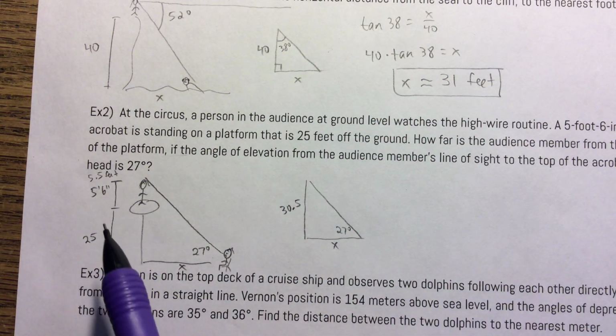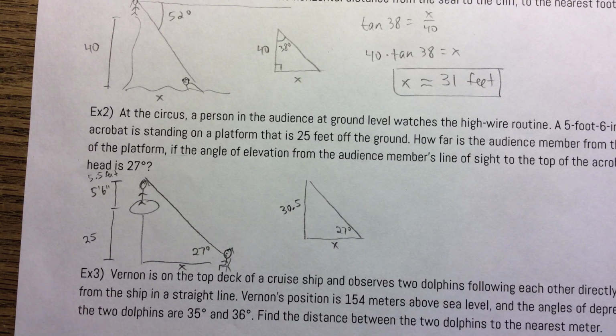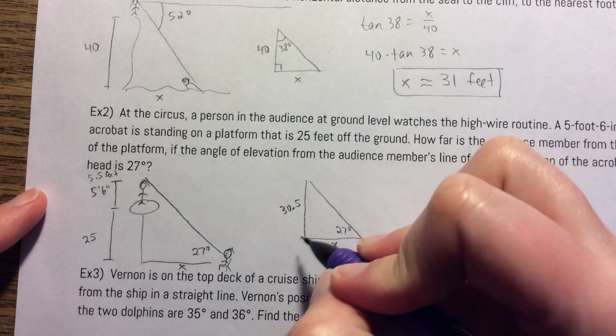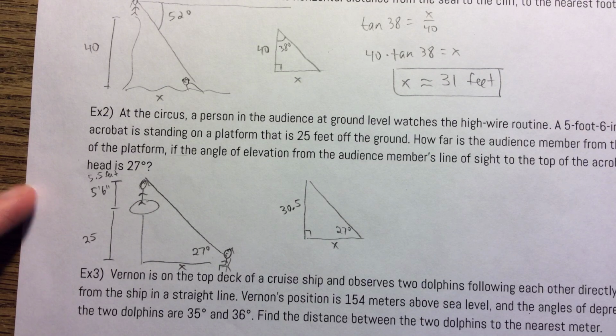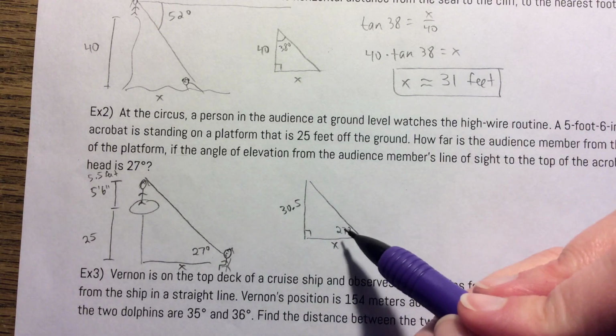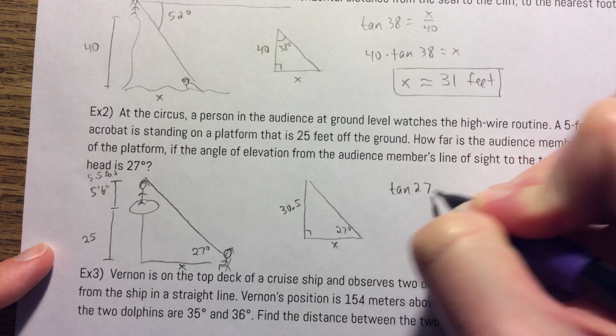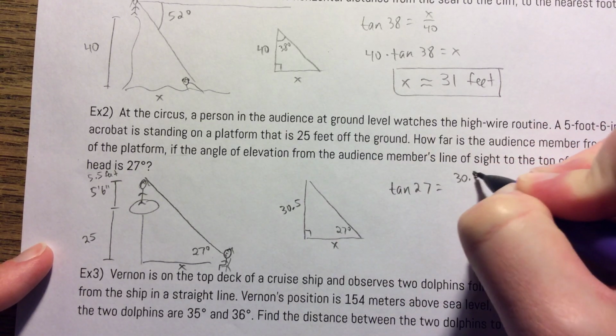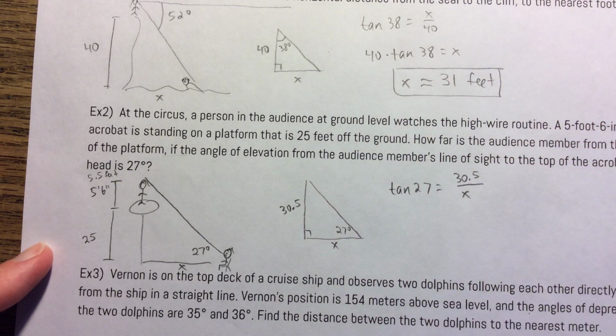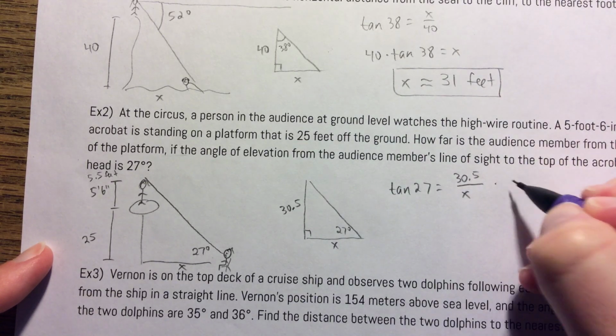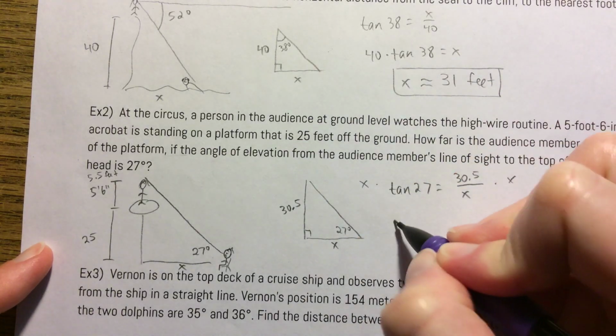If it wasn't a nice number like that, you might want to convert it all into inches and then work from there. But this is what we can use. So from here I have opposite and adjacent again, so I'm going to use tangent. The opposite is the 30.5. The adjacent is the x. So multiply both sides by x.